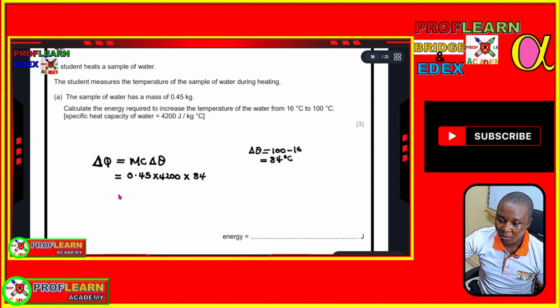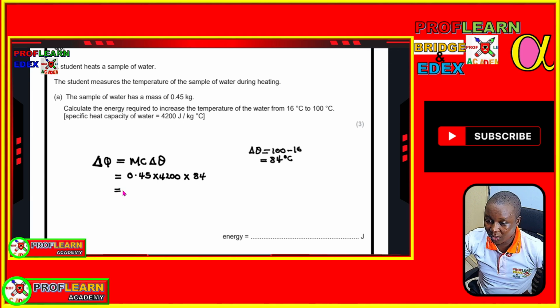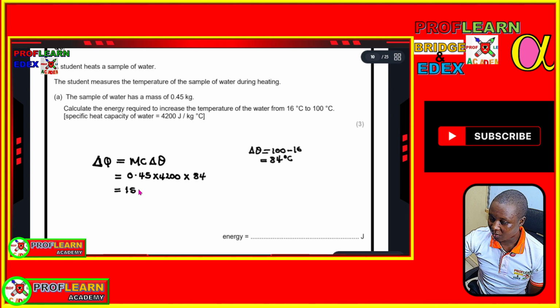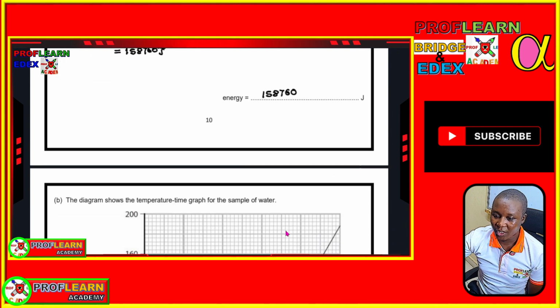So the data we are going to work out here is the difference between the temperatures. It was initially 16 to 100. The temperature change here is 84 degrees Celsius. And if you work it out, you are going to get your answer equivalent to 15,860 joules, and we shall transfer our answer here to make the examiner happy.